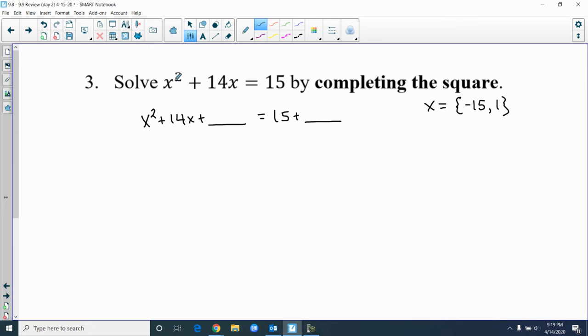If you plug in 1, 1 squared is 1 plus 14 times 1, they add up to give me 15. They work. If you plug in -15, you'll get the same thing. Now we've got to fill in this spot. You take whatever's with the x, you cut it in half, you square it. It's going to be 49.